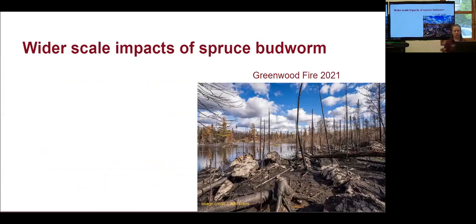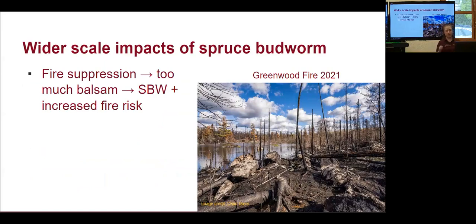So now let's think a little bit more broadly. We were just talking about why we see mortality on the tree level. Let's think about the impacts of that more on a forest landscape level. So we know we have a lot more dead balsam fir on the landscape due to spruce budworm. And a big reason why spruce budworm is such a big issue is because we have so much balsam fir in our forests. But why do we have so much balsam fir in the first place?